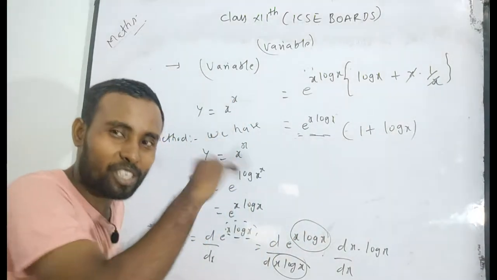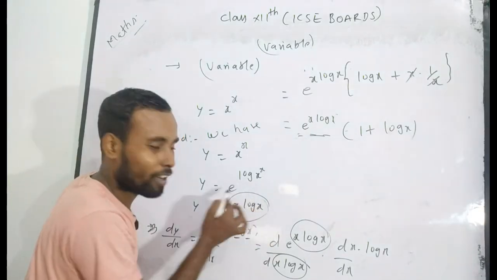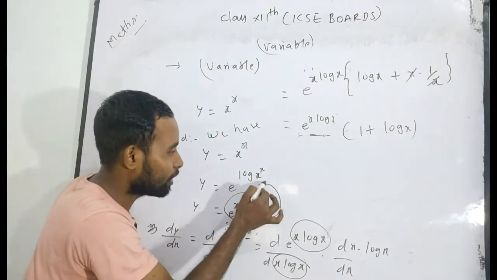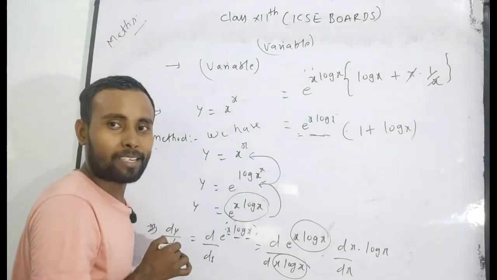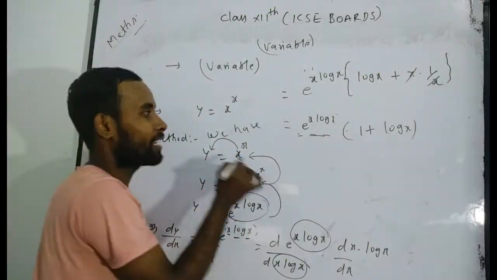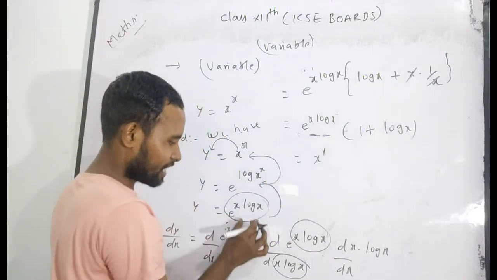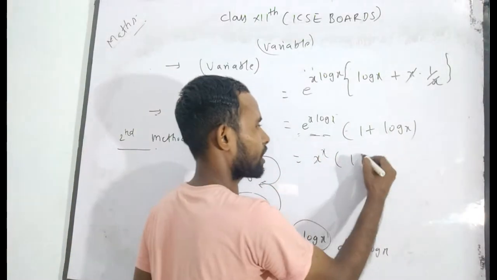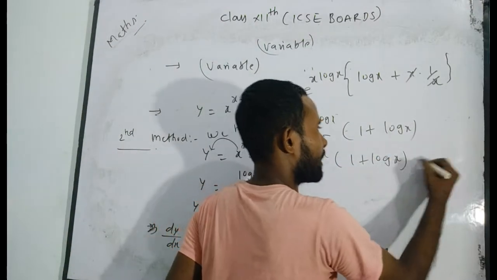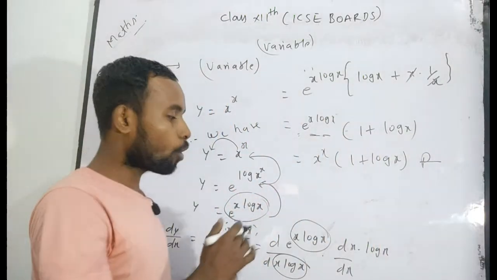Now you will tell me, sir, what is this? If you see your question, what is e to the power x log x? It is e to the power log x to the power x, which is x to the power x. This is y. So you can write directly x to the power x into 1 plus log x. You can solve all the problems this way also.